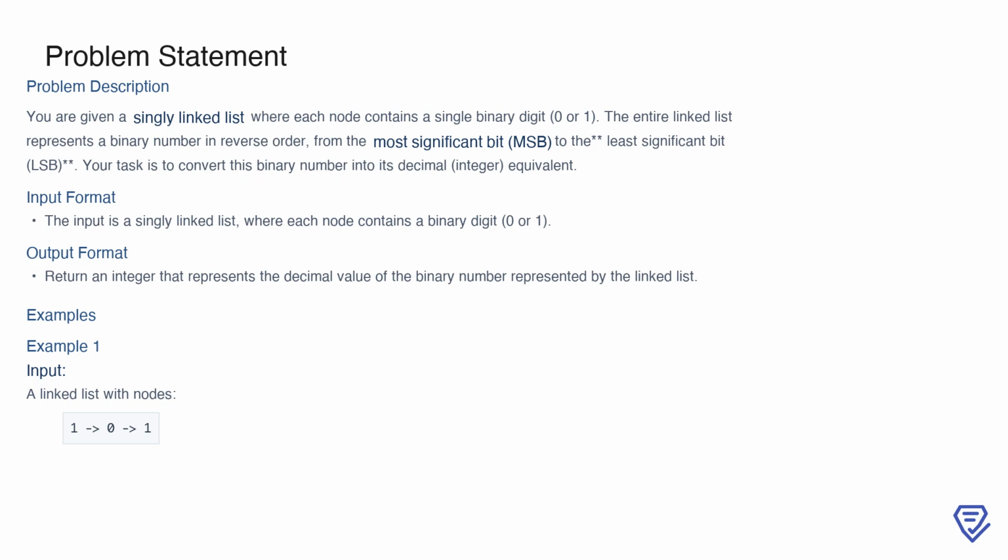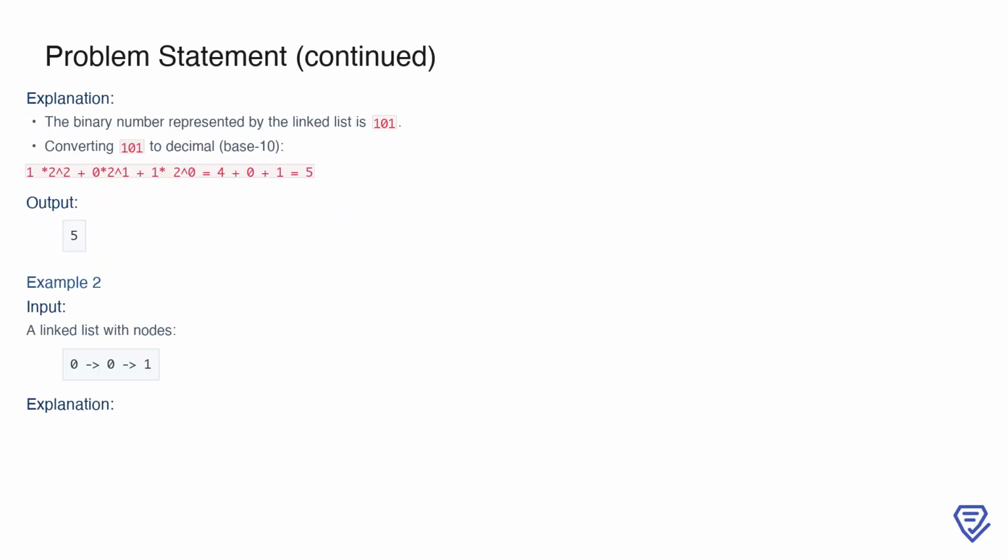Your task is to take this linked list and convert the binary number it represents into its decimal, or base 10, equivalent. For example, if the linked list nodes contain the digits 1, 0, and 1, this corresponds to the binary number 101. You will then calculate its decimal value and return it as the output. The input will always be a singly linked list, and the output will always be a single integer in decimal form.